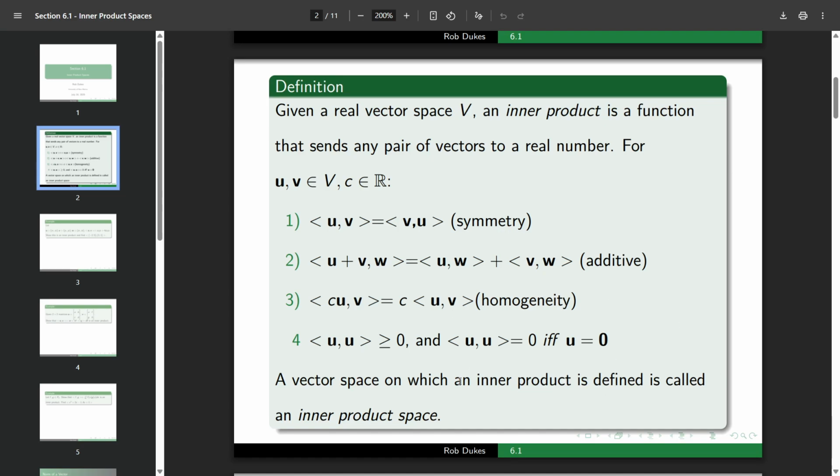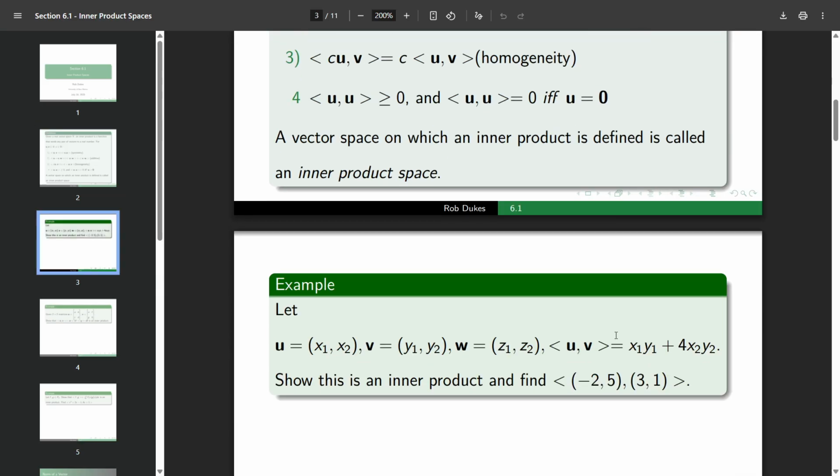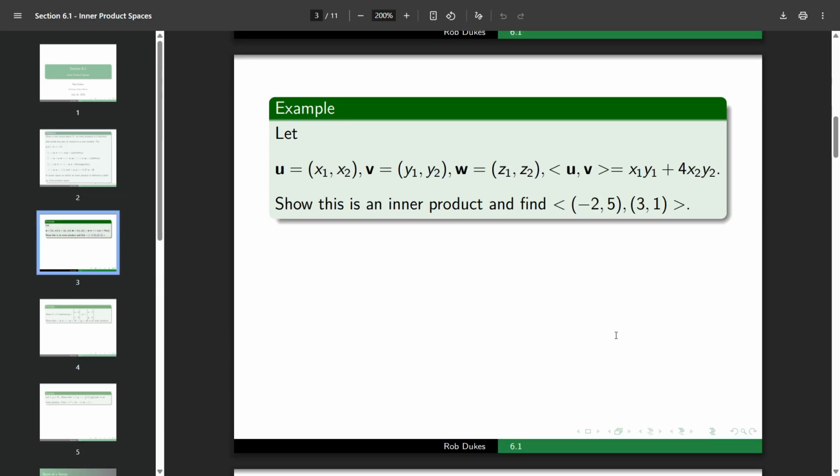And this is the positive definite rule. I should have written that at the end. The inner product of a vector with itself cannot be negative. And if you take the inner product with itself and get 0, the only way that can happen is if the vector itself was the 0 vector. So a non-zero vector's inner product with itself will give you a strictly positive number. A vector space with an inner product is called an inner product space. Makes sense? So we're going to take some examples and show this is an inner product.